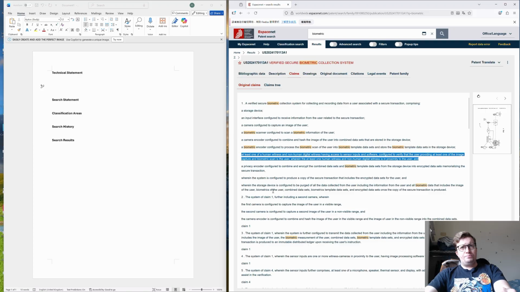Right, so we look at a privacy encoder configured to combine and encrypt the combined data sets and biometric template data sets from the storage device into encrypted data sets, memorializing the secure transaction, wherein the system is configured to produce a copy of the secure transaction that includes the encrypted data sets for the user, and wherein the storage device is configured to be purged of all the data collected from the user, including the information from the user and all the biometric data that includes the image of the user, biometrics, combined data sets, and so on. So secure transactions, again, that sounds dodgy.